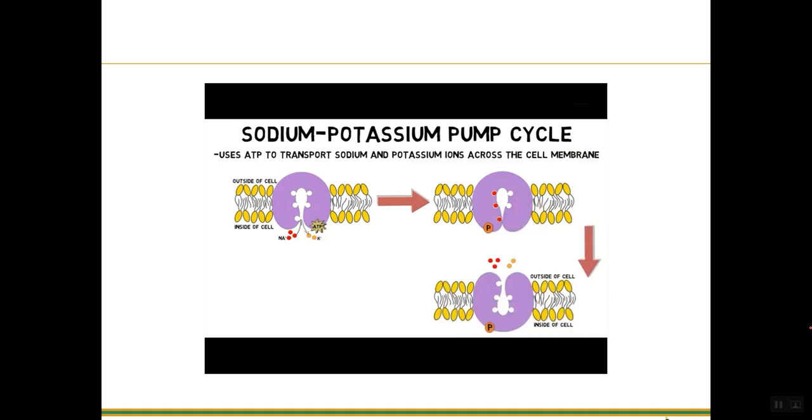This causes the bound sodium ions to be released into the extracellular fluid. At the same time, the pump binds 2 potassium ions, which also prompts another conformational change that returns the pump to its previous configuration, and the cycle begins again. Each cycle of the pump causes 3 sodium ions to move out of the cell and 2 potassium ions to move into the cell. Because there is one more positive charge leaving the cell than entering, there is a net loss of positive ions, which makes the resting membrane potential of the cell slightly more negative.